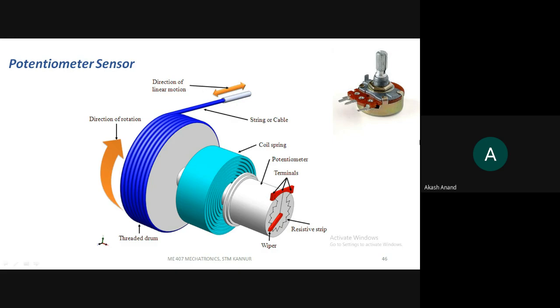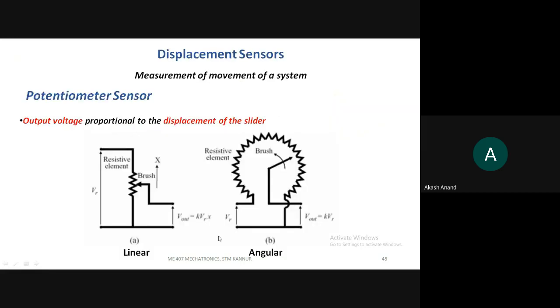This is the actual potentiometer sensor. Okay. So these are the terminals, and this is the potentiometer actually, and the coil spring is there, and string or cables are there, and the direction of rotation. Okay, this is how the potentiometer actually looks like. But from your exam point of view, you only need to understand how the potentiometer is working and on what principle, and define two types of potentiometer. If you write about these two basic potentiometers with the help of these two diagrams, you will get full marks. Okay.